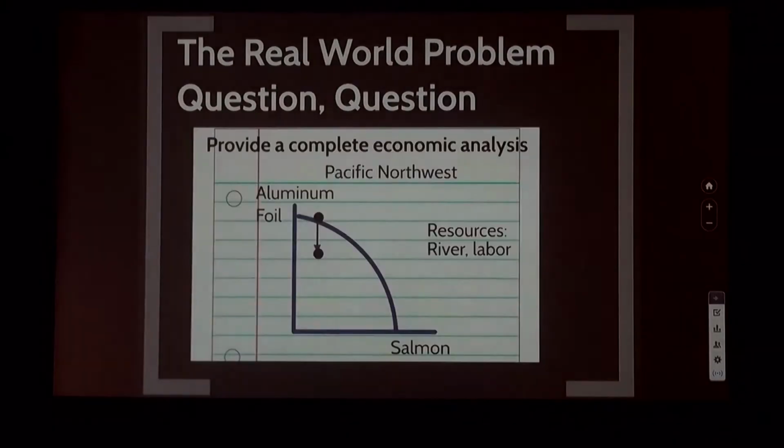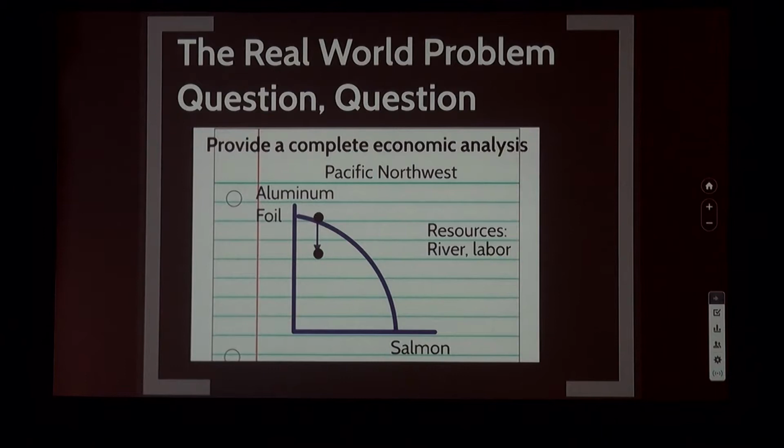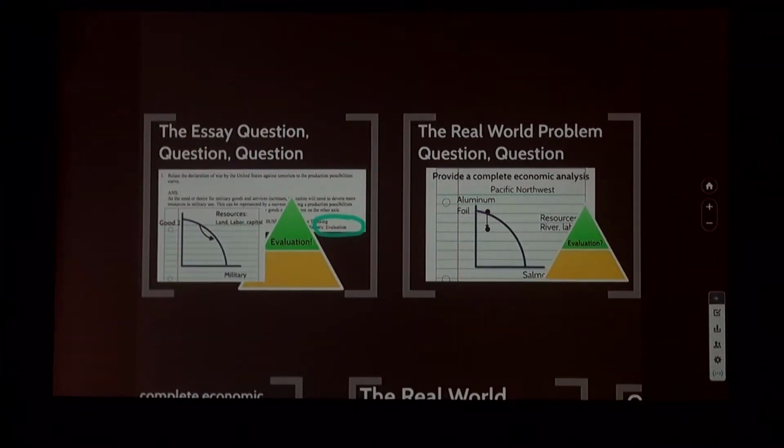But if you compare that to the real world problem question, there is a lot more going on here. Number one, I didn't tell the student to use a production possibility curve. They brought that to the table. I didn't tell them what the 2 goods would be. They brought that to the table. I didn't tell them to make a differentiation between resources and goods. They did all of that. So is that still just evaluation? Or is something wrong here?